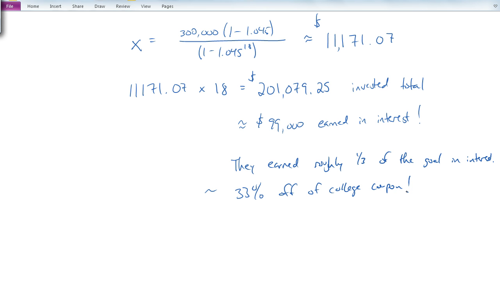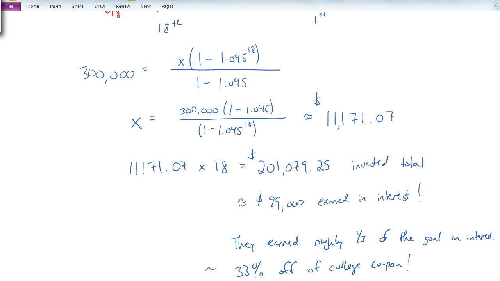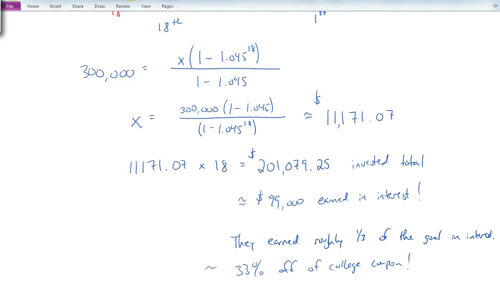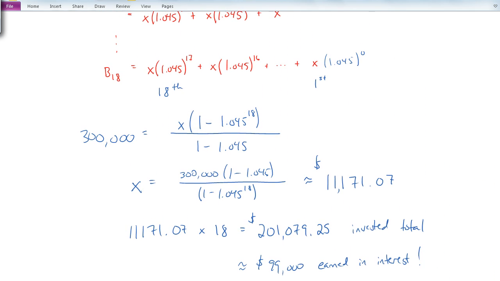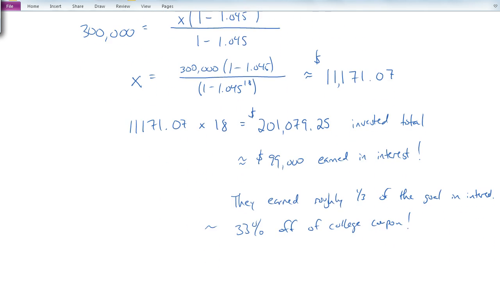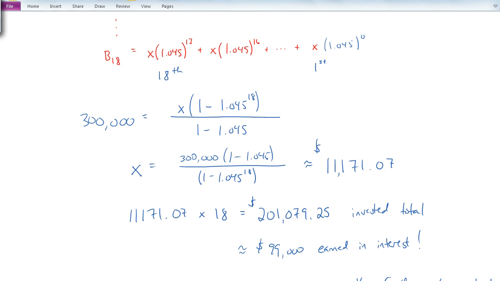I mean, that's a big deal, right? If somebody came to you and said, "Here's a 33% off of college education tuition," you'd take that coupon right away. That's what the bank is offering if you choose to save your money over a long period of time instead of shoving it in your mattress. So I hope that makes sense. I hope the use of the geometric series is helpful. And I think the lesson learned here is really save your money, save it early.